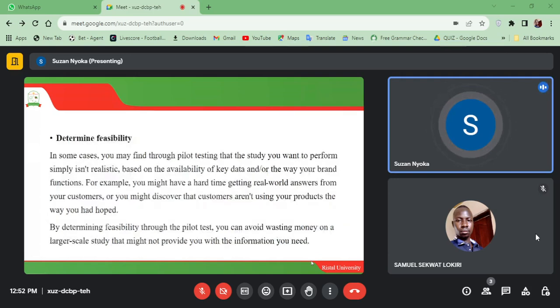And then it also helps to determine feasibility. In some cases, you may find through pilot testing that the study you want to perform simply isn't realistic based on the way your brand functions. For example, you might have a hard time getting real world answers from your consumers, or you may discover that customers aren't using your products the way you had hoped for. So it determines feasibility, saving you from running a study that might not provide you with the information you need.